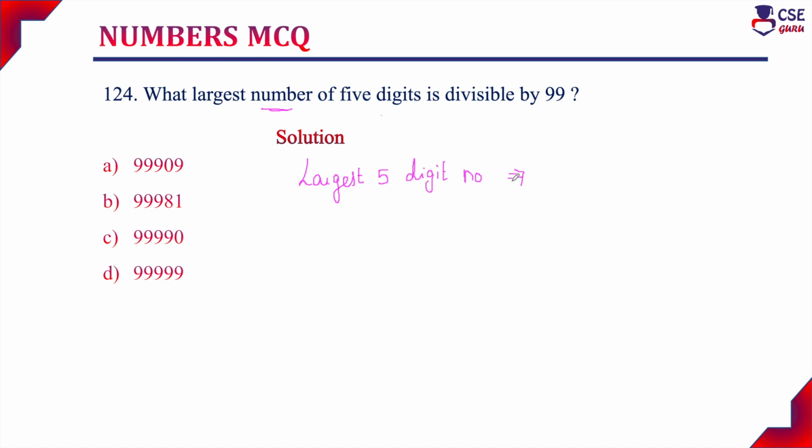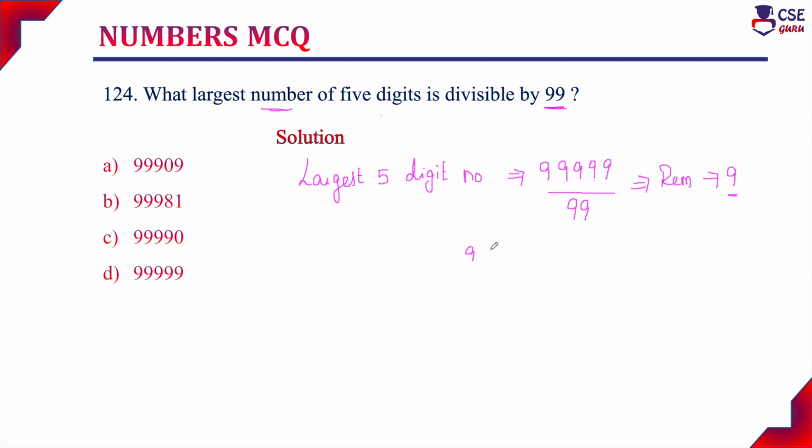So here, largest 5 digit number, all 5 digits should be 9. 99999. So this is the largest 5 digit number. Okay. And divide this largest 5 digit number by 99. Then we will get the remainder, that is 9. So here the simple logic is subtract this remainder from the largest 5 digit number, then we will get the result. And that result will be divisible by 99.